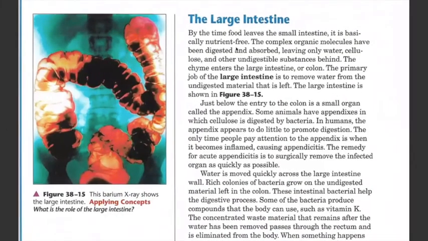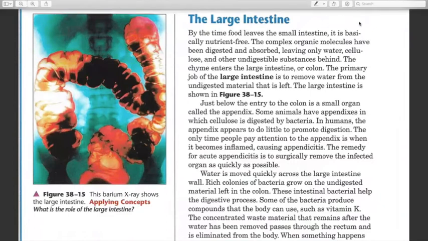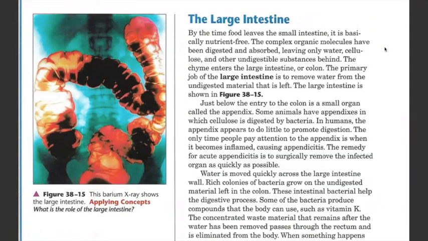And finally, the large intestine. By the time food leaves the small intestine, it is basically nutrient free. The complex organic molecules have been digested and absorbed, leaving only water, cellulose, and other undigestible substances behind. And basically, your large intestine gets all of the poop and water. Your large intestine only wants the water. The poop gets left behind. At this point, we're still calling it chyme, because it's still the poopy water mixture.